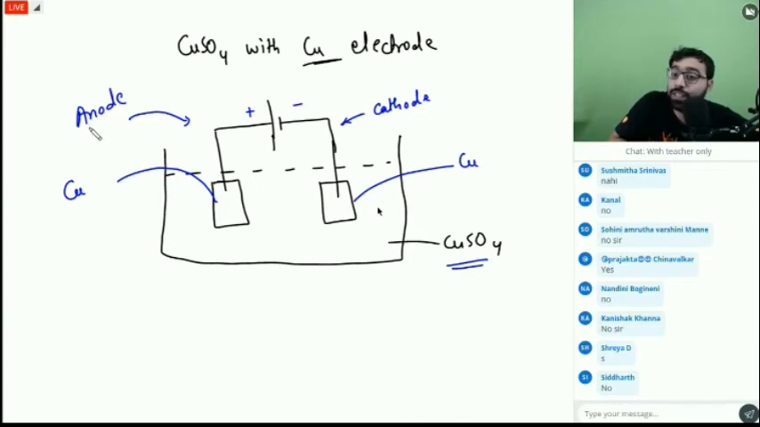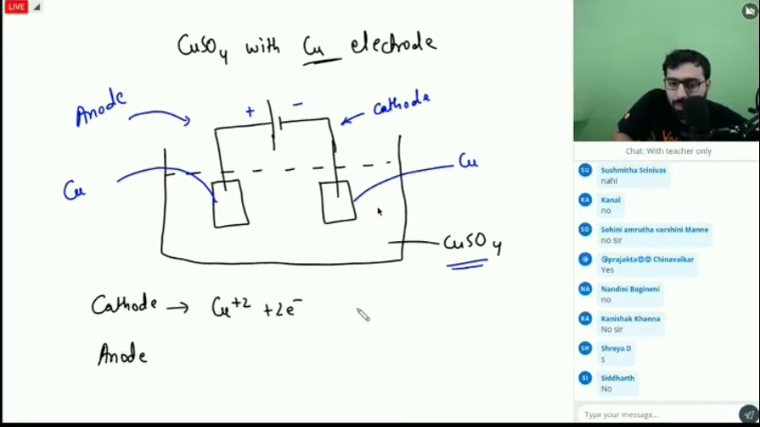Whereas if we consider a galvanic cell, the polarity changes. Cathode becomes positive, anode becomes negative. Now what happens? In this particular case of CuSO4 and copper, the reactions which are there: cathode reduction, anode oxidation. At cathode, Cu2+ gains 2 electrons to become copper, and at anode, copper undergoes loss of electrons to become Cu2+. So you can say this aqueous ion is depositing as solid and solid goes into aqueous.